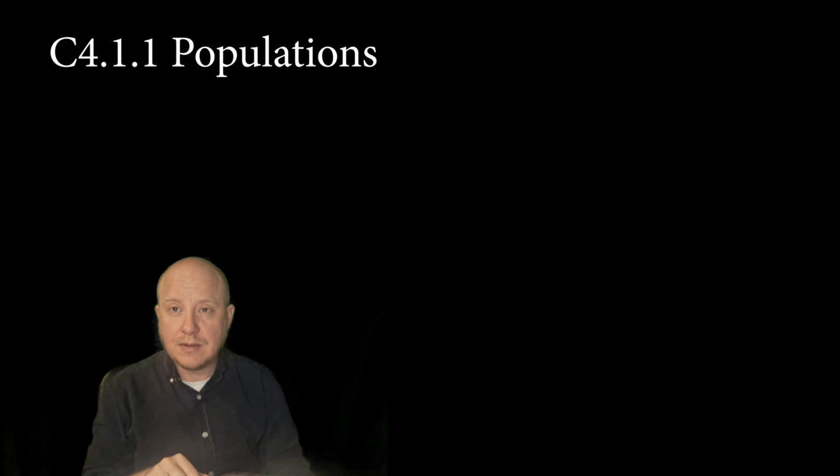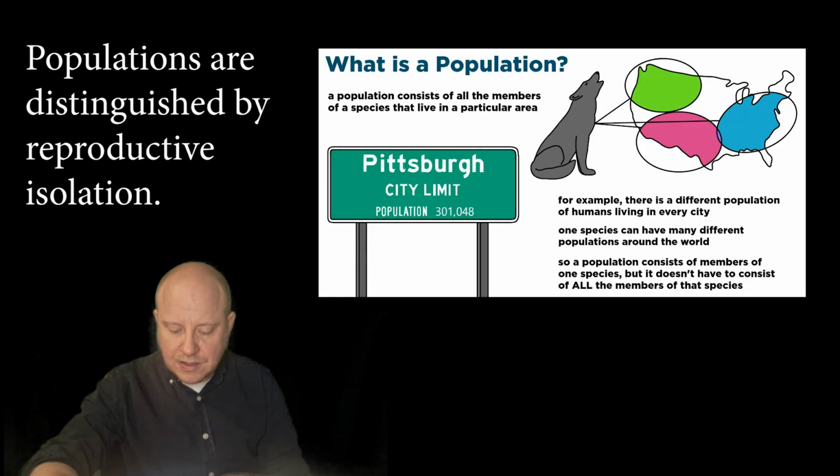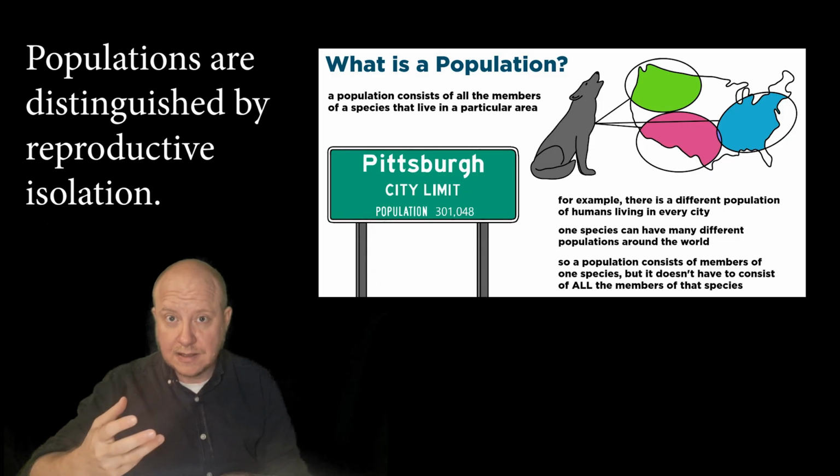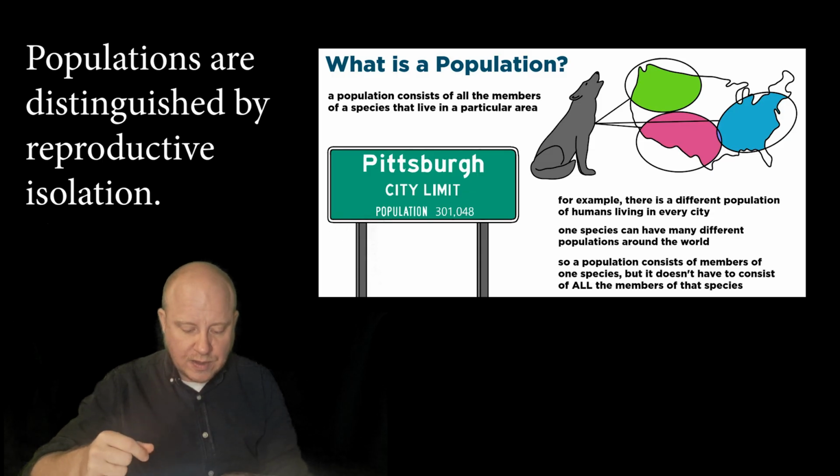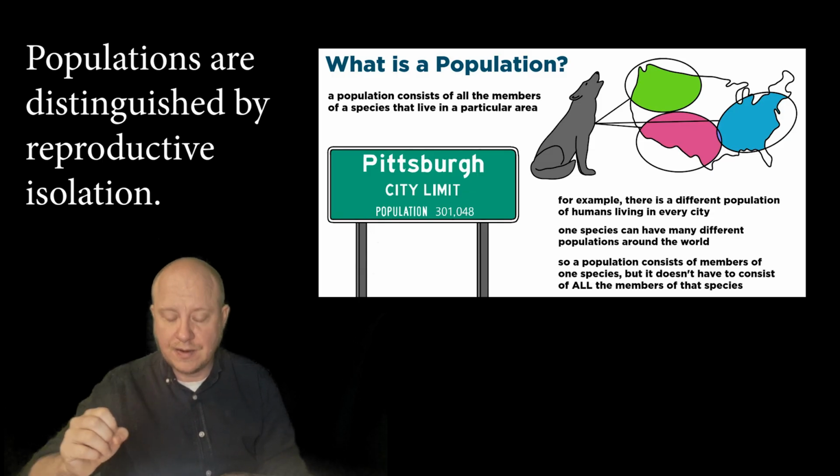C4.1.1 Populations. Populations as interacting groups of organisms of the same species living in an area. Students should understand that members of a population normally breed, that means mate and reproduce, and that reproductive isolation is used to distinguish one population of a species from another.